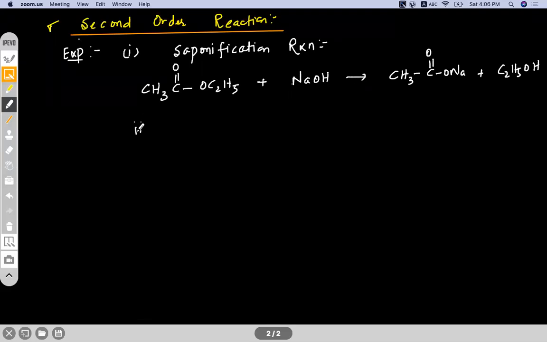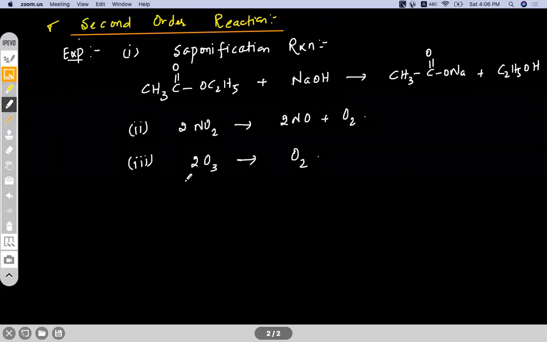Another example we have: 2NO2 gives 2NO plus O2. 2O3 gives 3O2. Second order reaction, okay, with respect to this.